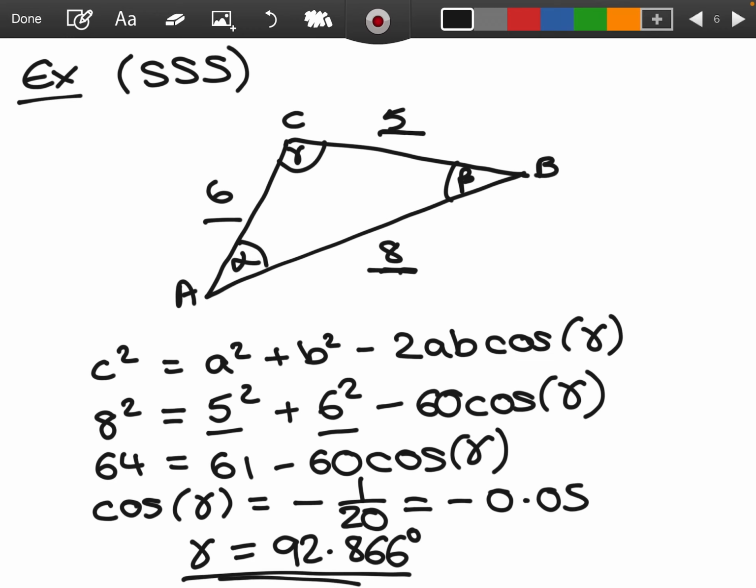In the next video, I will go over the side angle side examples, and then we will look at some word problems that incorporate all of this law of cosines and law of sines together.